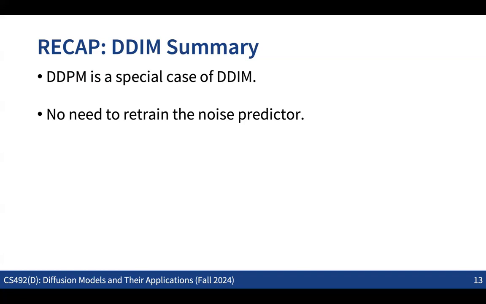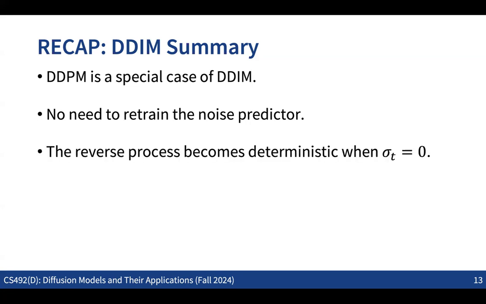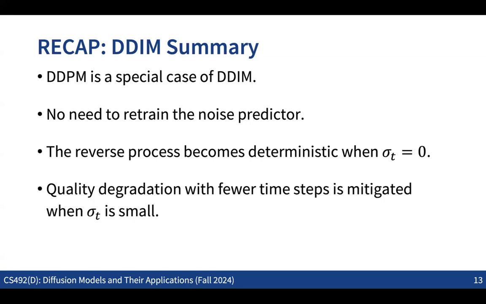Which means that in your second assignment, you can consider using the noise predictor that you trained for the first assignment to run the DDIM reverse process. That's what you need to do in the second assignment. And also, the reverse process becomes deterministic when the variance becomes 0. This is also a very important part: the quality degradation with the fewer number of time steps becomes mitigated when the variance is small.